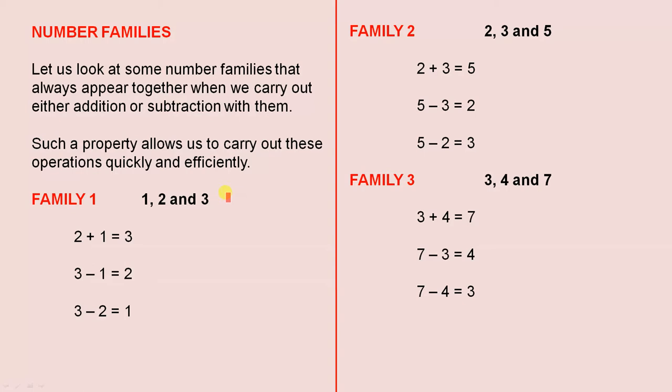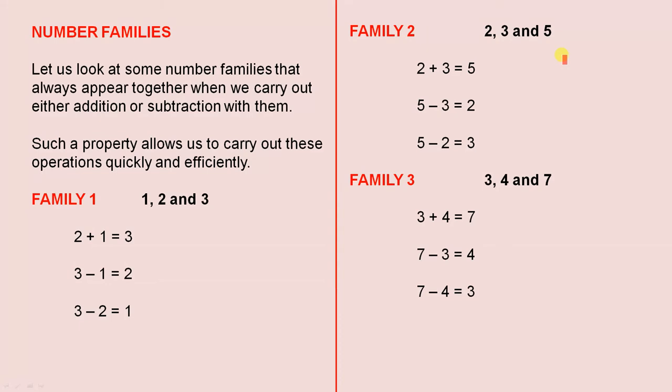Let's look at family number 1, which is 1, 2 and 3. Now this is why we call it a number family, because 2 plus 1 equals 3, 3 minus 1 equals 2, and 3 minus 2 equals 1. And those 3 numbers always appear together when we do the operations of addition or subtraction.